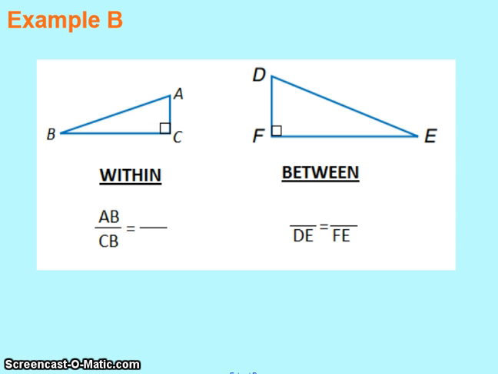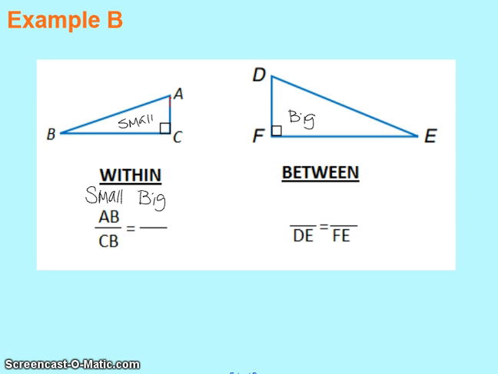Example B gives you two triangles and wants you to write the ratios within and between. So whenever I'm dealing with within, I know that my small and big goes on top. And then I want to go ahead and label this small and big. And so then I want to color code.